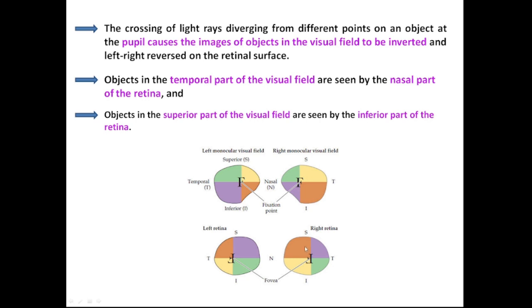The object in the nasal part of the visual field is seen by the temporal part of the retina. Similarly, the object in the superior part of the visual field is seen by the inferior part of the retina. So the inferior part of the retina is responsible for collecting the information coming from the superior part of the visual field. Like this, the image is formed in inverted form, and the retina is sensitizing this image.